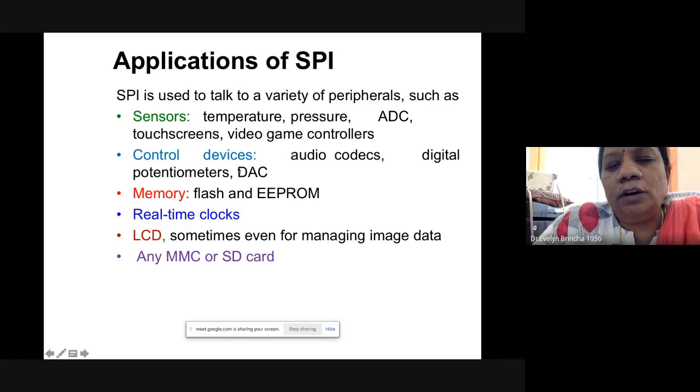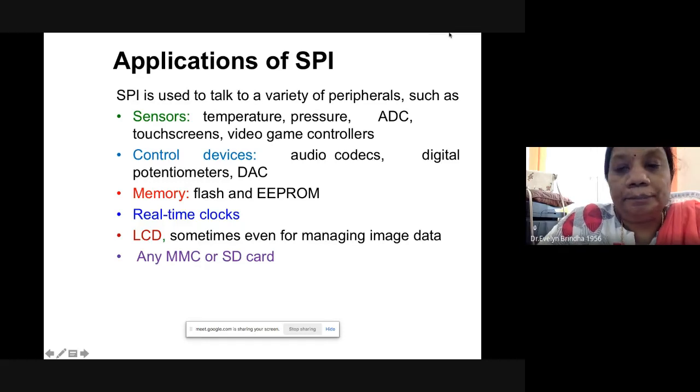Second, you can connect all types of control devices, like potentiometers, digital to analog, audio codec and all that. You can also use it to connect memory devices like flash memory and EEPROM can be easily connected with your 8051. And also real-time clock. When you're going for any real-time application, you can connect a real-time clock. LCDs can be connected. SD cards, memory cards can be connected. So all these are actually being used right now using SPI. So these are all the applications of SPI.